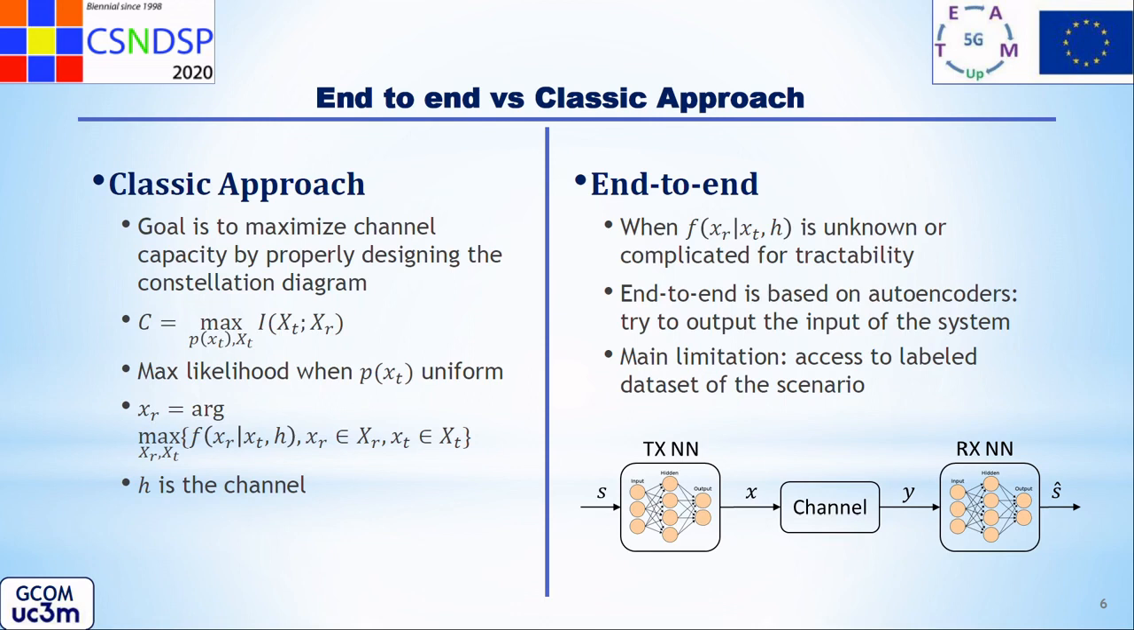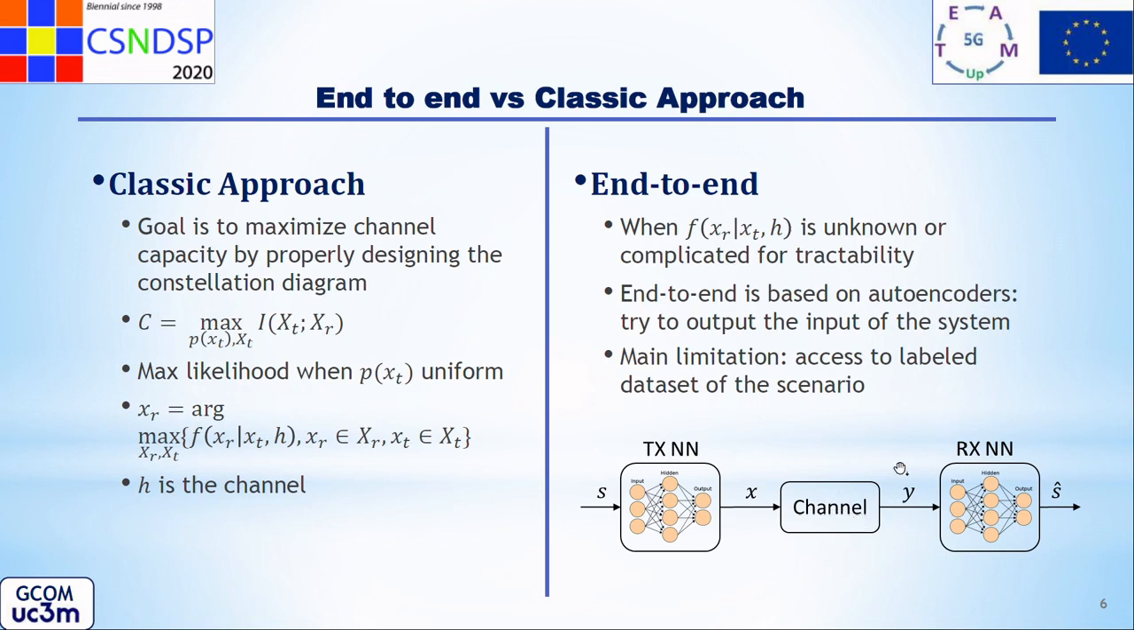In this context, end-to-end arises and is a concept that comes from autoencoders, which in fact aim to output the input, to have the same output as the input by passing through a dimensionality reduction layer. This is very applicable in communication systems, which aim at outputting a reconstructed message S hat that in fact was inputted to the system as message S, passing through a dimensionality reduction layer, which is the channel.